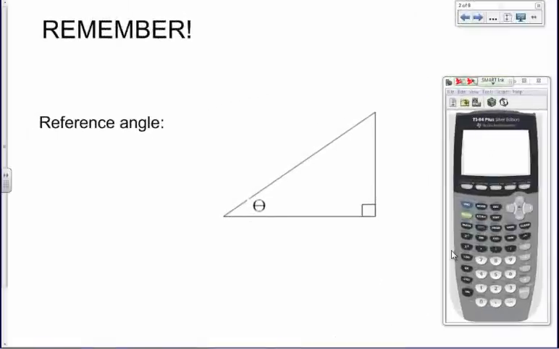So a bit of quick review. We want to know what is a reference angle, usually represented by theta, and when you have a reference angle in a triangle, you have the sides in reference to it. You always have the hypotenuse across from the right angle. Across from your reference angle, you will have the opposite side, and the remaining side is the adjacent.